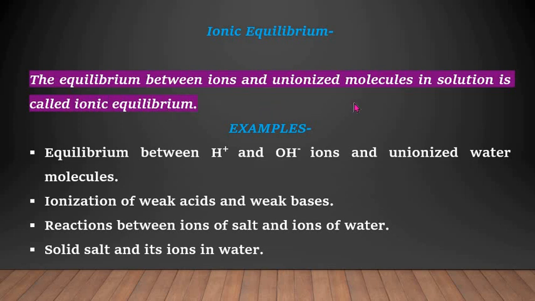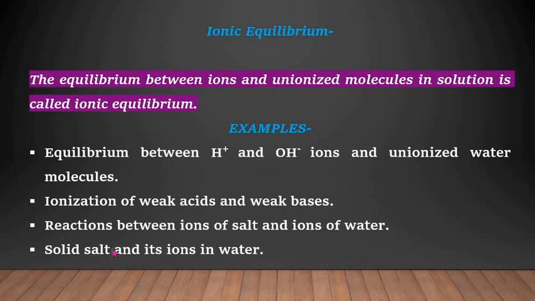Like in a chemical reaction, there are two parts. One is reactant, second one is the product. In ionic equilibrium, there are also two parts. The first part is unionized molecules and second part is the ions. The equilibrium between these two in the solution is said to be ionic equilibrium. The examples of ionic equilibrium are equilibrium between ions of water like H+ and OH- ions and unionized water.